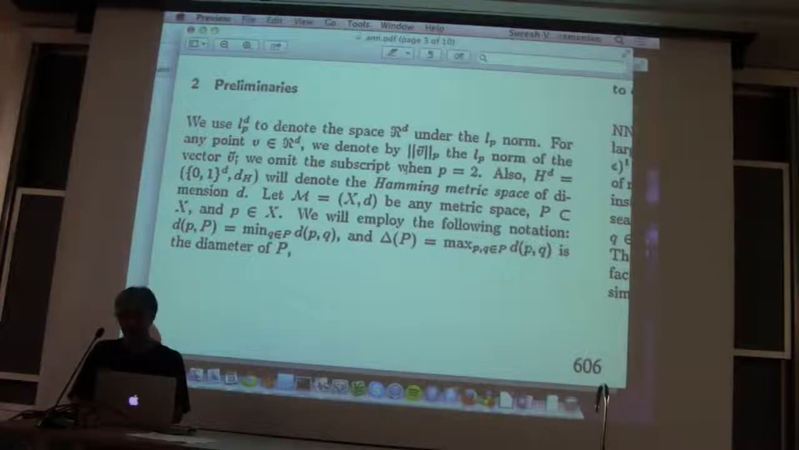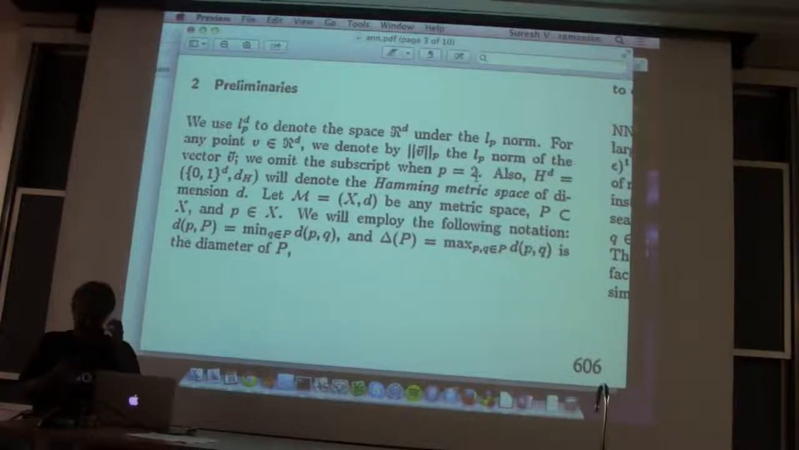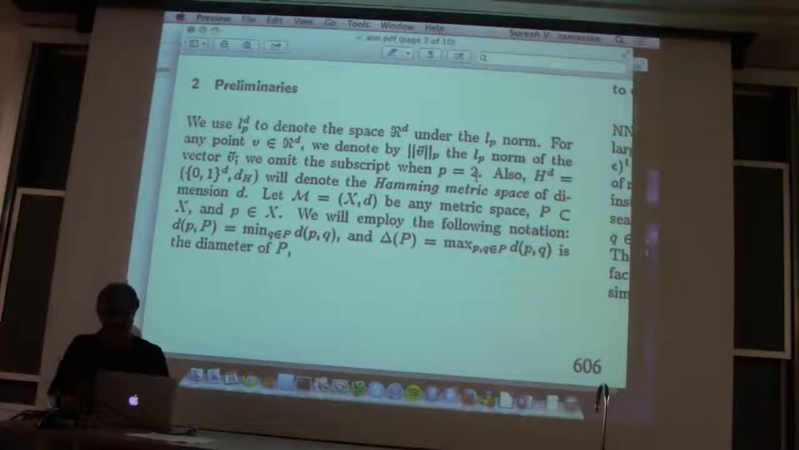We omit the subscript when p equals 2. That's just convenience. So fine. H_d is equal to {0,1}^d. d_H will denote the Hamming metric space of dimension d. I have no idea what the Hamming metric is. Or at least, if I were you, I probably would not know what the Hamming metric is. How many of you know what the Hamming metric is? Right, so very few. Good.